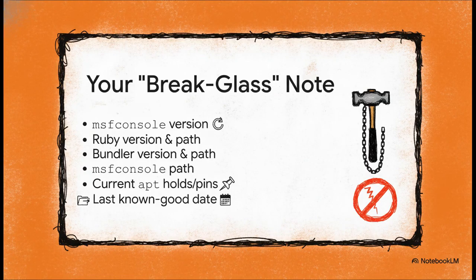And this right here is your golden ticket. This is probably the most valuable thing you can do for yourself. Create a simple text file, call it your break glass note, and right now, while everything is working perfectly, record these 6 simple facts. This is a snapshot of your healthy system. It's your map to get back home if you ever get lost in the woods of a broken update again. It makes future troubleshooting incredibly fast.